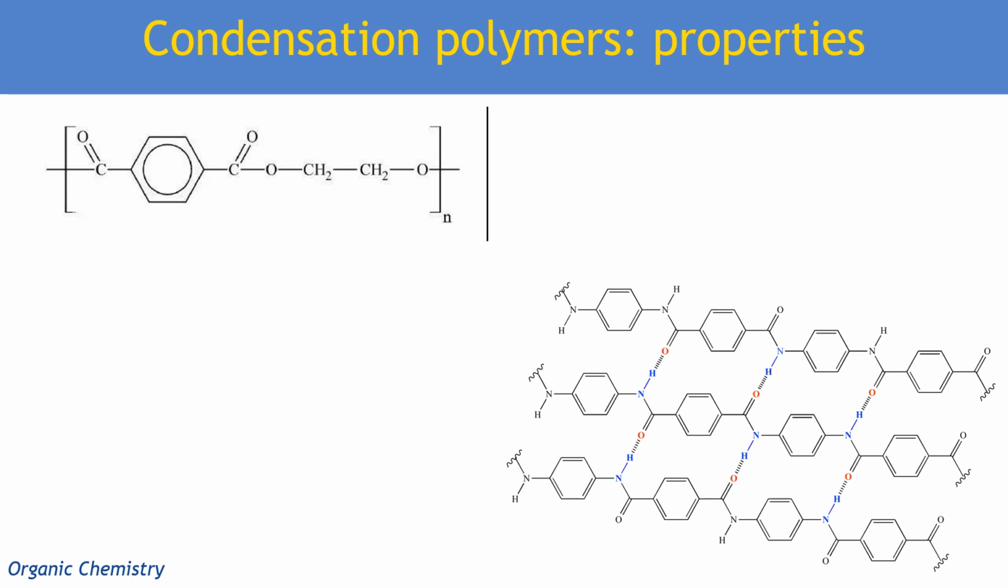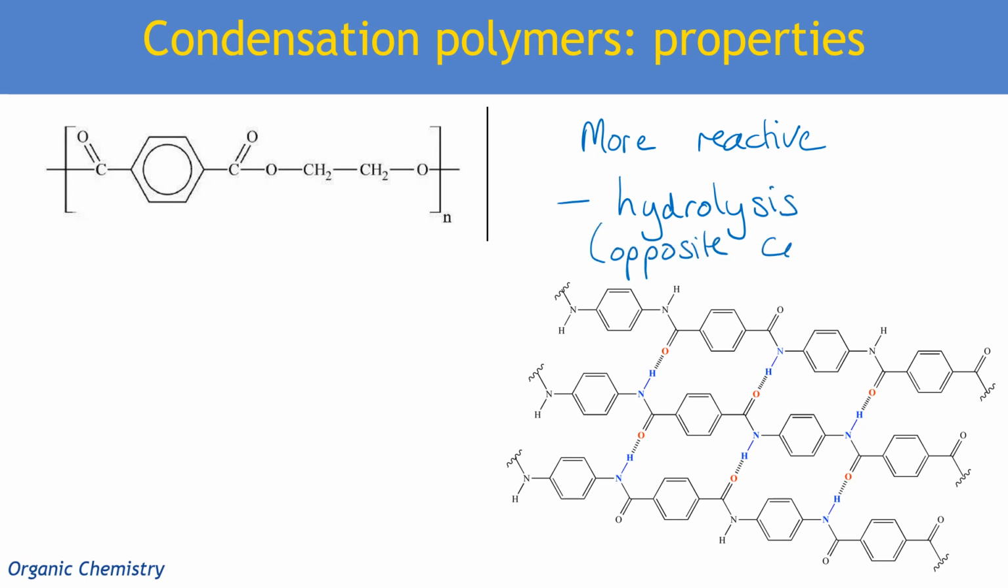And then finally, let's talk about the reactivity of condensation polymers. So condensation polymers, of course, are more reactive. And if you've done about esters and amides, they can do what's called hydrolysis reactions, which is the opposite of condensation. And as we've already mentioned, the ester group and the amide group are common in nature. So amide is present in peptides and proteins. The ester group is present in polysaccharides such as starch, glycogen, cellulose, etc.